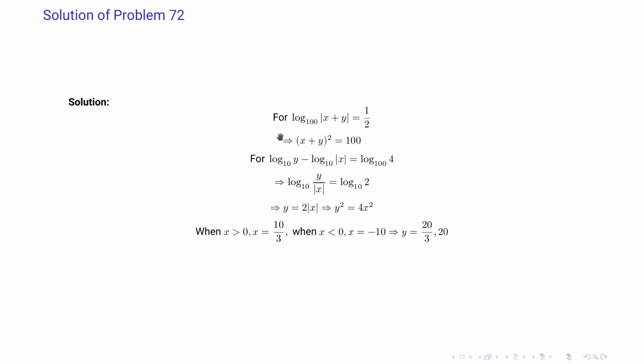But if x is less than 0, this equation will become 5x square minus 4x square, that is x square is equal to 100. So x will be less than 0, so x will be minus 10. So in this case y will be 20 by 3 and 20. For the two values of x, y would be 20 by 3 and 20. That is, when x is 10 by 3, y will be 20 by 3, and when x is minus 10, y will be 20.